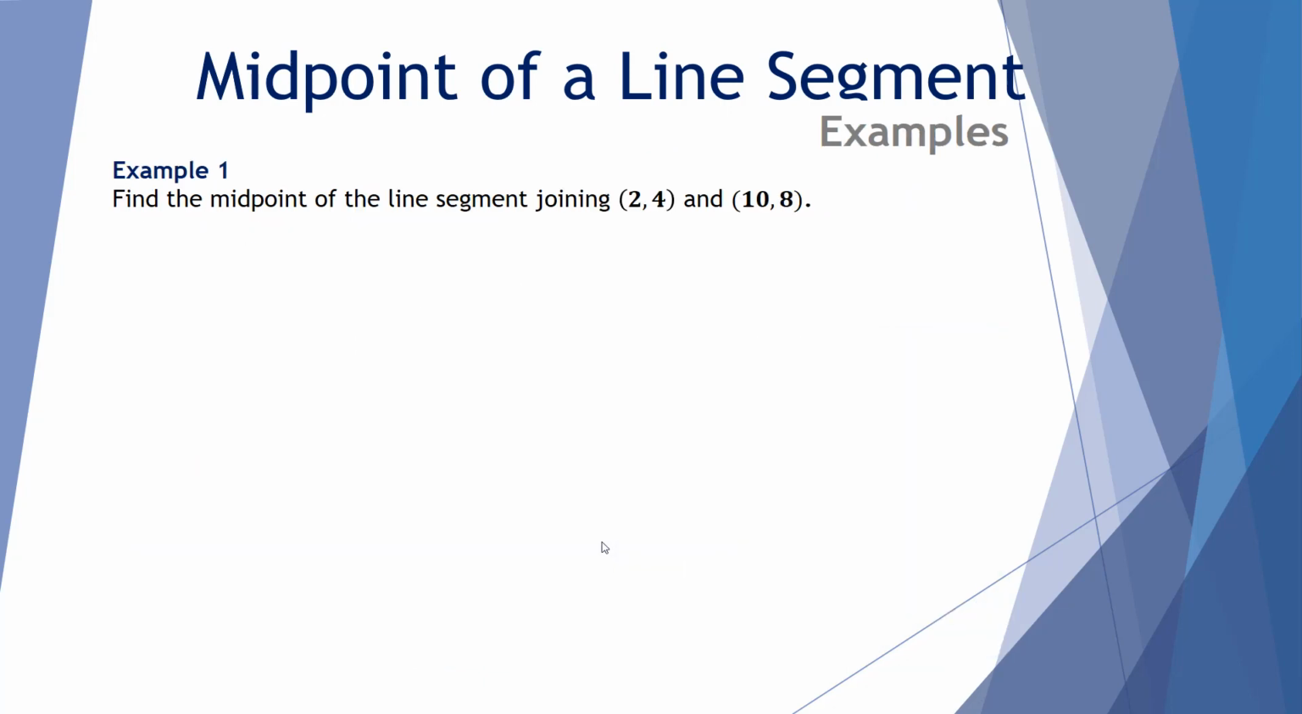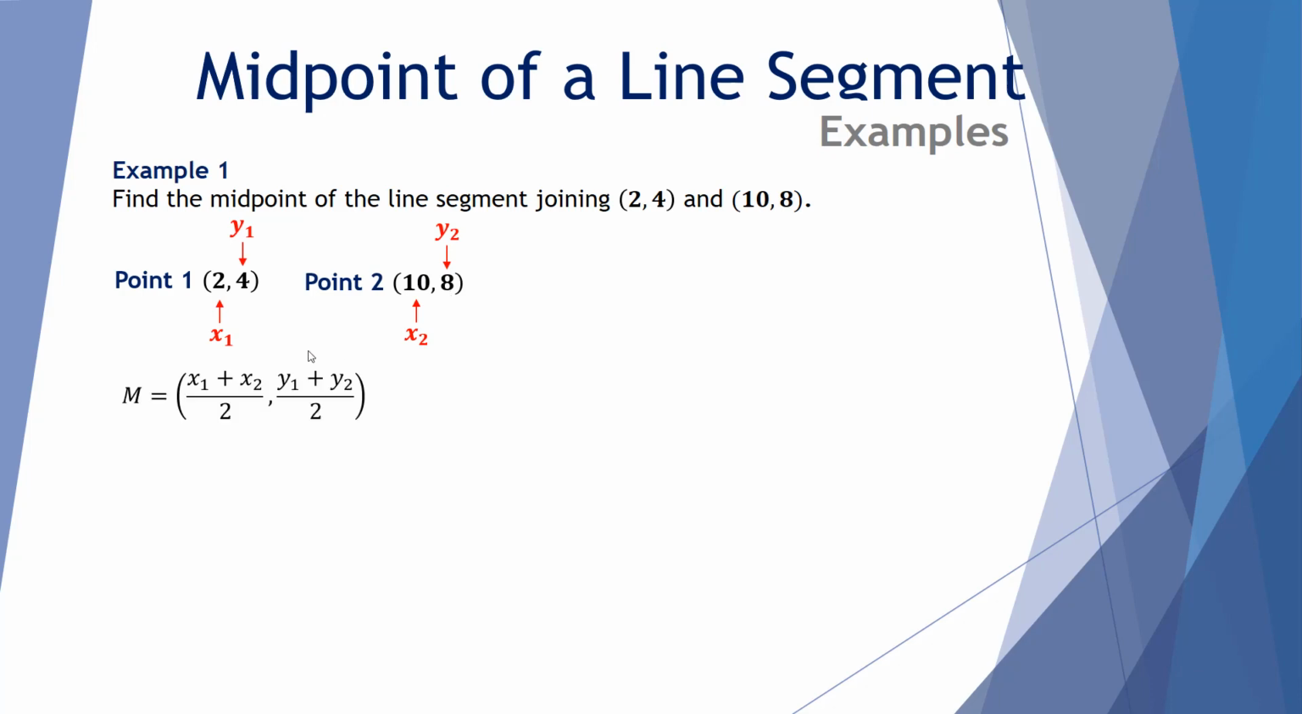Example 1, find the midpoint of the line segment joining point 2, 4 and point 10, 8. So point number 1 has the coordinates of x of point 1 is 2 and y of point 1 is 4. Point number 2 has the coordinates of x of point 2 is 10 and y of point 2 is 8. Here's our equation. Let's now sub the numbers.